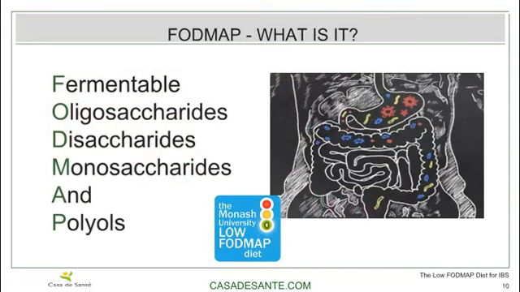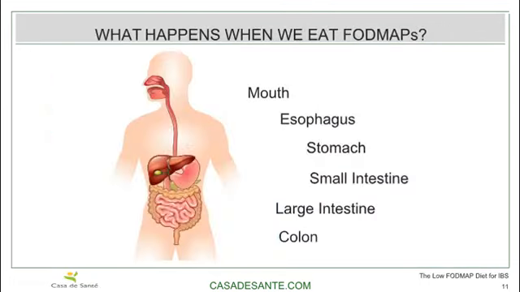What does FODMAP stand for? Fermentable, oligosaccharides, disaccharides, monosaccharides, and polyols. What happens when we eat FODMAPs? When we eat, food passes from the mouth down the esophagus to the stomach. In the stomach, food is mixed and broken down before being slowly released into the small intestine. Enzymes in the small intestine continue to break food down to single molecules so that it can be absorbed from the small intestine into the bloodstream.